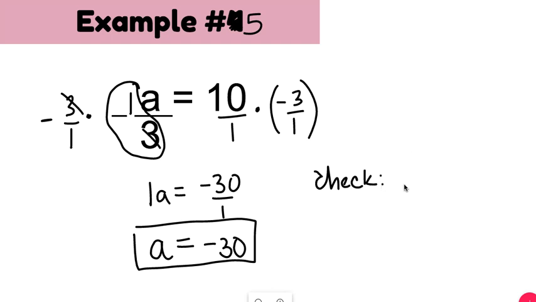To check it, I have negative. Here's where we get tricky. Negative 30 over 3 equals 10. Or does it? Now, negative times negative is a positive, right? These are going to undo each other.